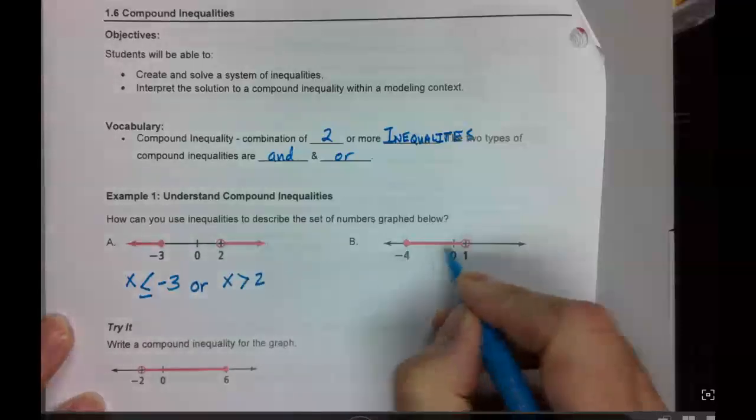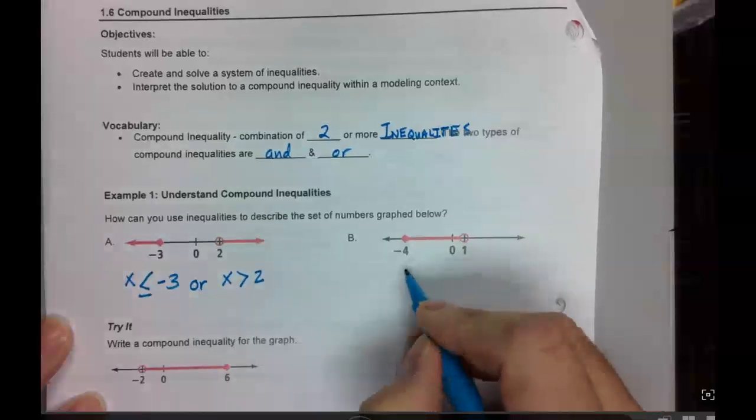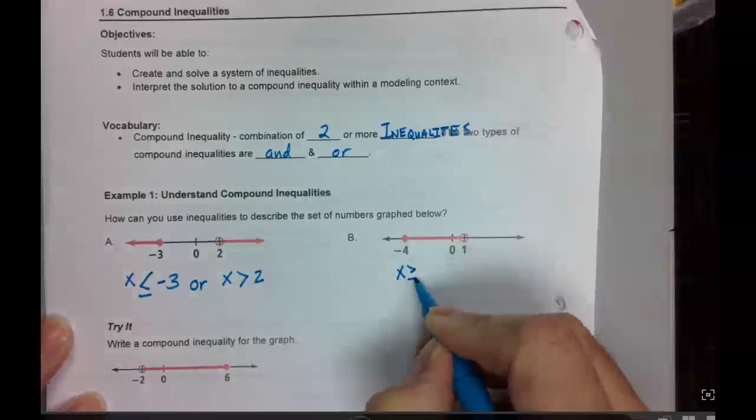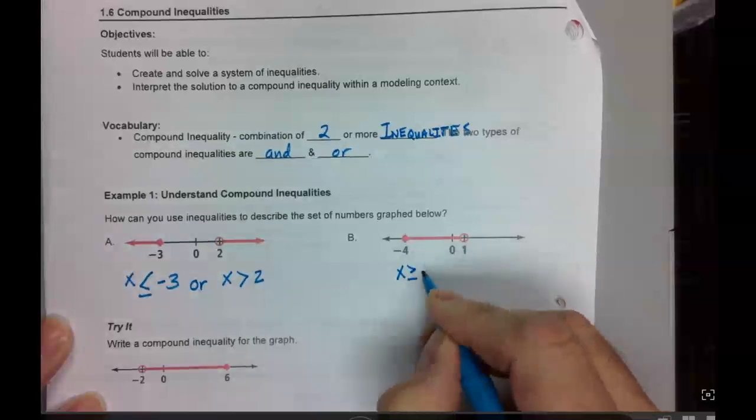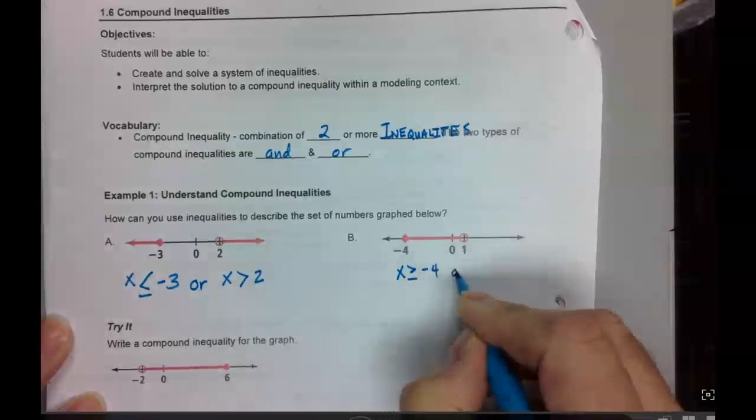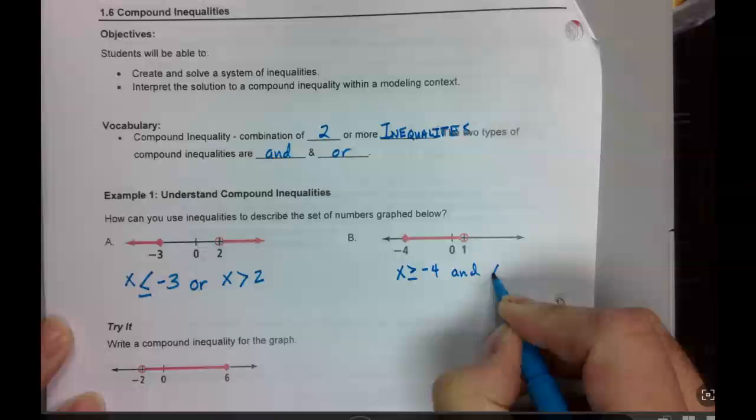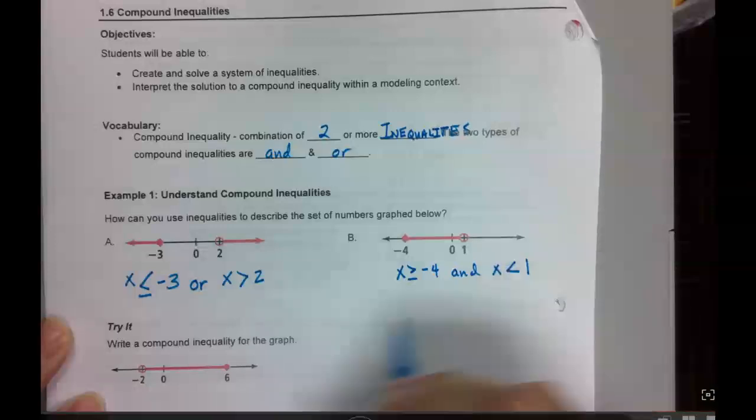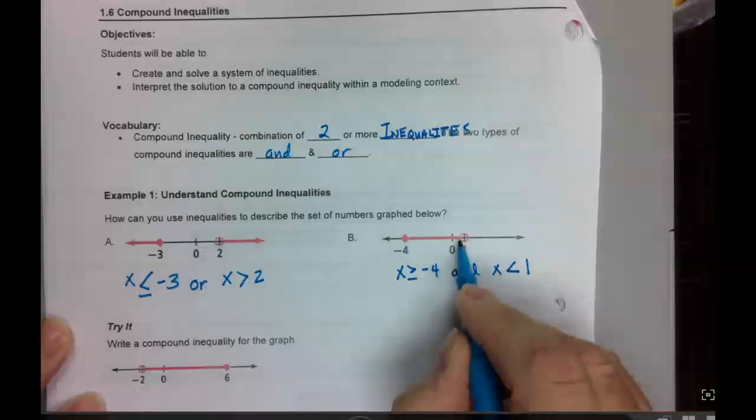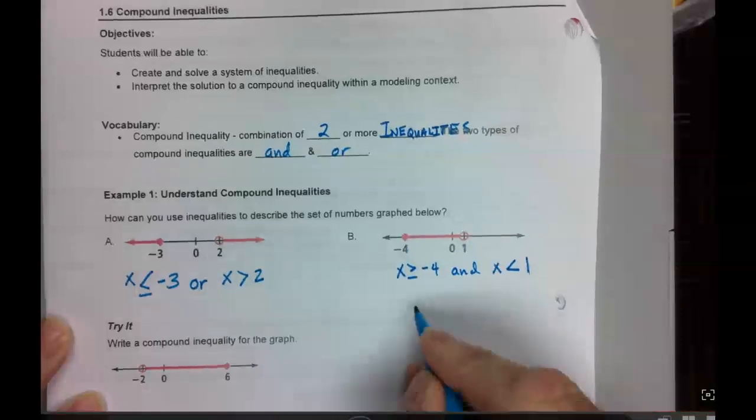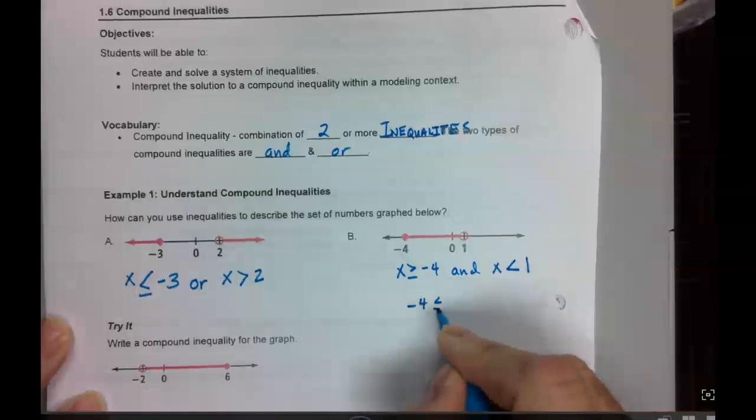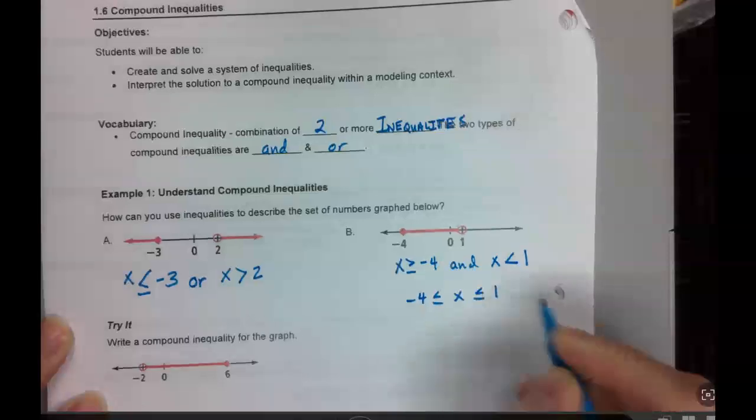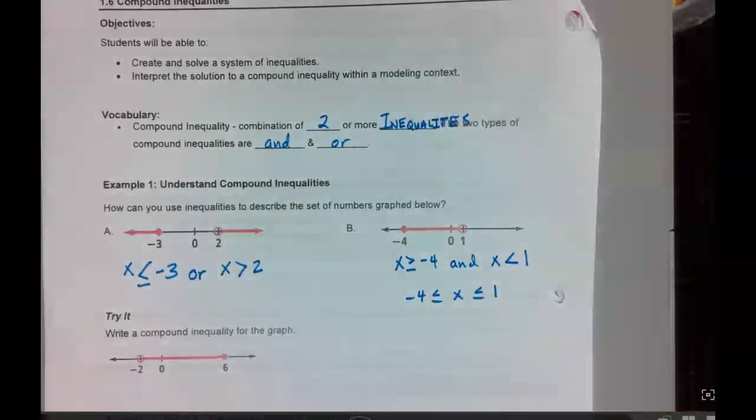This one here, it's connected, so it would be x is greater than or equal to -4, and x is less than 1. ANDs connect. So you could also write it like this. Either one would be correct.